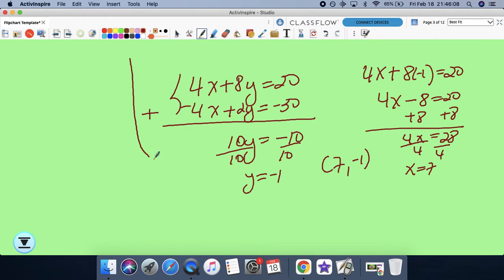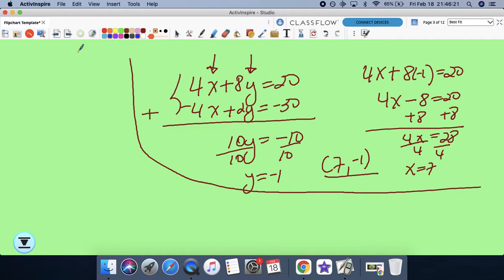I'm going to check. To do the check, you take this point right here, and you substitute in both equations, and see if the expression on the left equals the expression on the right. So first equation 1, we have 4 times 7. I need parentheses for that. 4 times 7 plus 8 times negative 1, and that should give you 20. 4 times 7 is 28, minus 8 equals 20. And 28 minus 8 is 20.